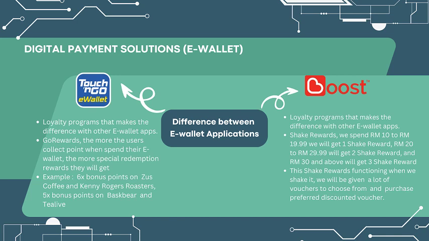While for Boost, their loyalty program is called Shake Rewards. When we spend 10 ringgit to 19 ringgit 99 cents, we will get 1 Shake Reward. When we spend 20 ringgit to 29 ringgit 99 cents, we will get 2 Shake Rewards, and 30 ringgit and above, we will get 3 Shake Rewards. When we use the Boost app and shake the rewards, we will get a lot of vouchers to choose from, and with the vouchers we can purchase a preferred discounted voucher. So we can see the difference between the loyalty programs of Touch 'n Go e-wallet and Boost.